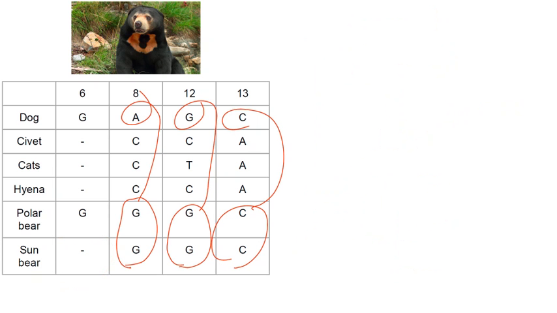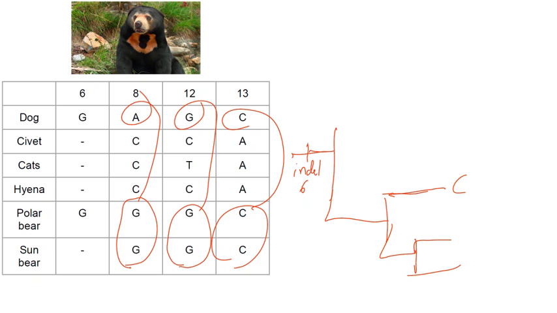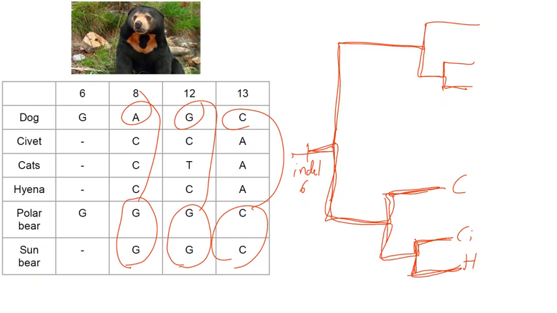A less parsimonious way of mapping it would be to say, well, maybe this indel is ancestral. Maybe all the mammals we're considering, their common ancestor, had this indel in position 6. And so all of our other organisms, our cat, our civet, and our hyena, they all have that indel. They pass it on from there. And then also our sun bear, we'll put him right here, our sun bear also has that trait.